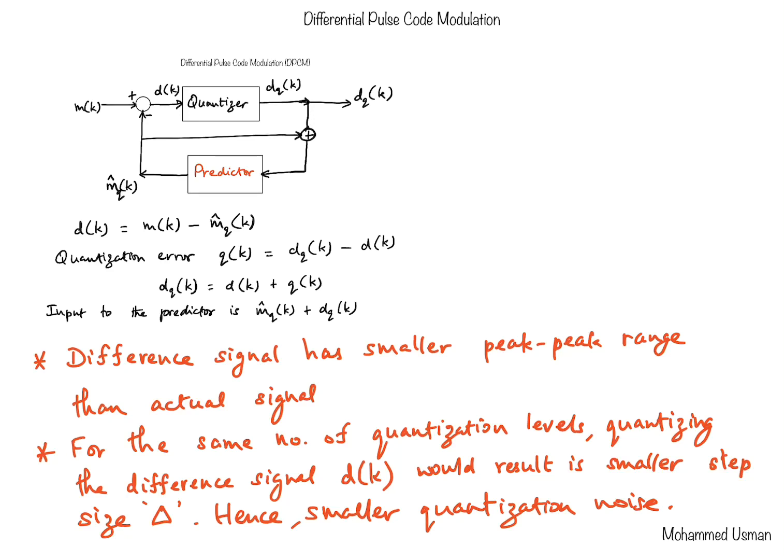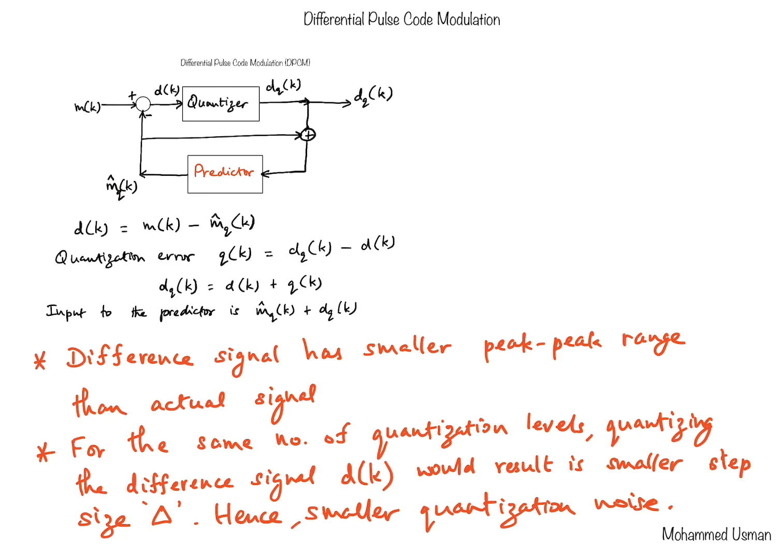Previously, we have been discussing differential pulse code modulation, and in the previous lecture, we discussed the block diagram of a DPCM system, and we also looked at the analysis in terms of the inputs and outputs of each of these blocks. The whole idea is that instead of quantizing the actual signal samples, we want to quantize the difference signal d of k, which is the difference between the actual sample value and the predicted sample value.